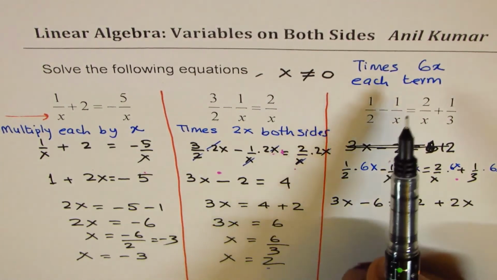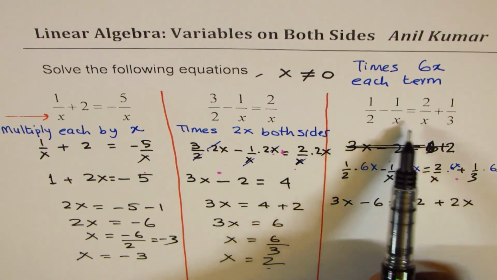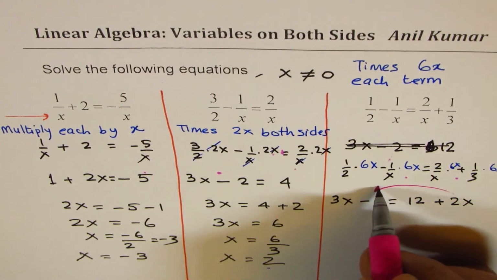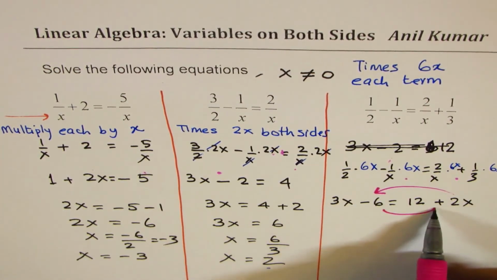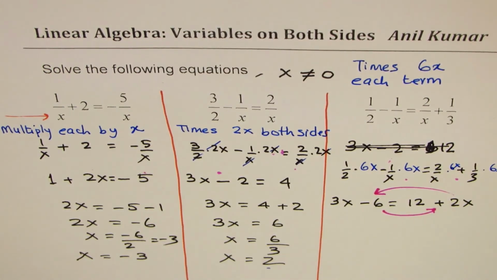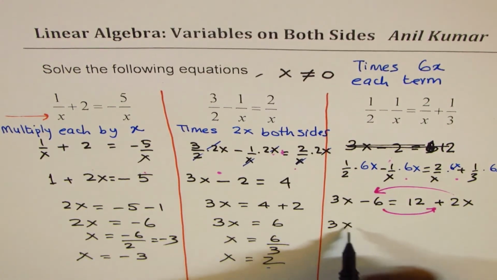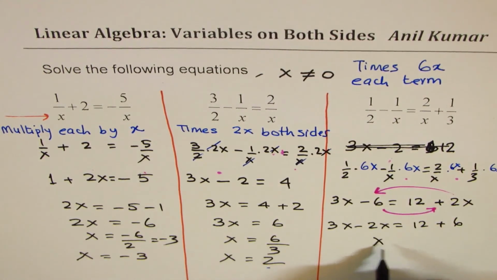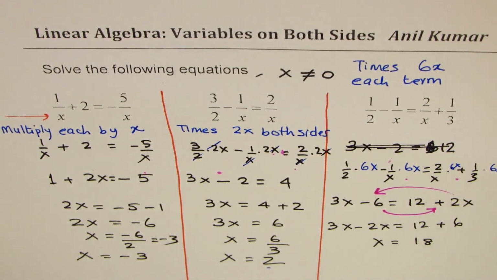Okay. So we times every term by 6x, the common denominator, and we get this equation. Now it is a normal equation. Bring the x terms to one side, which keeps x positive, and the numbers on the other side. So we get 3x minus 2x equals to 12 plus 6, which is x equals to 18 as your answer. Perfect. So that is how you should be solving equations where the variable is on both the sides.